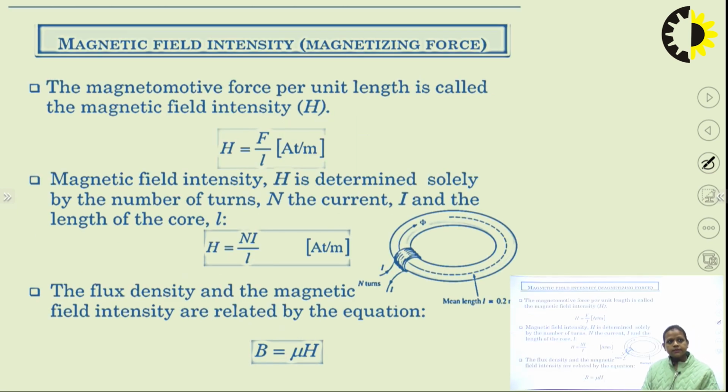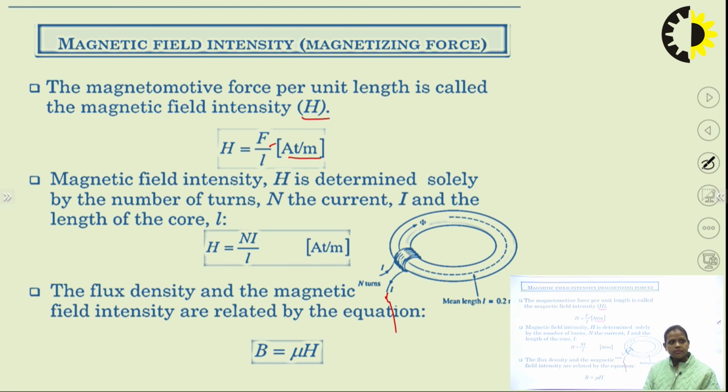Now, next is the magnetic field intensity or the magnetizing force. The magnetomotive force per unit length is called the magnetic field intensity, which is denoted with H, and this is F by L, and its unit is ampere turn per meter.